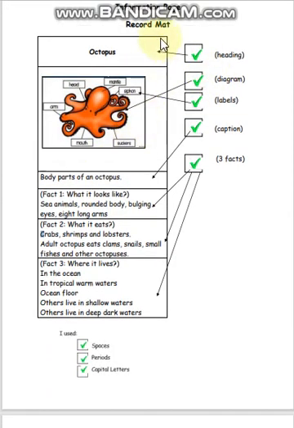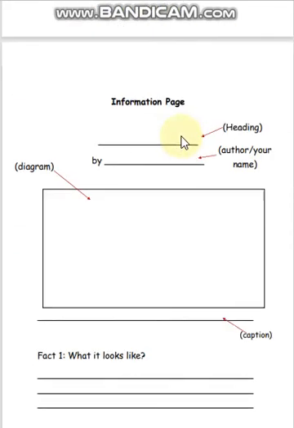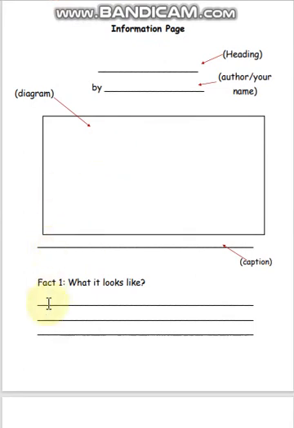So it's just merely transferring all the information from the record mat into your draft sheet. But here in the draft sheet, you will be writing the facts in sentences now, not in words. Of course, you need to write your heading here and your name, because you are the author of this information page. You have to write your name, because this is your information page. You are the one who wrote this.